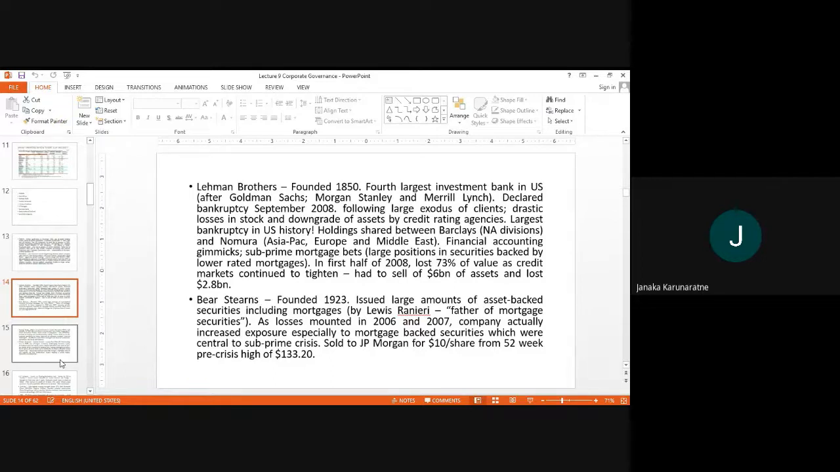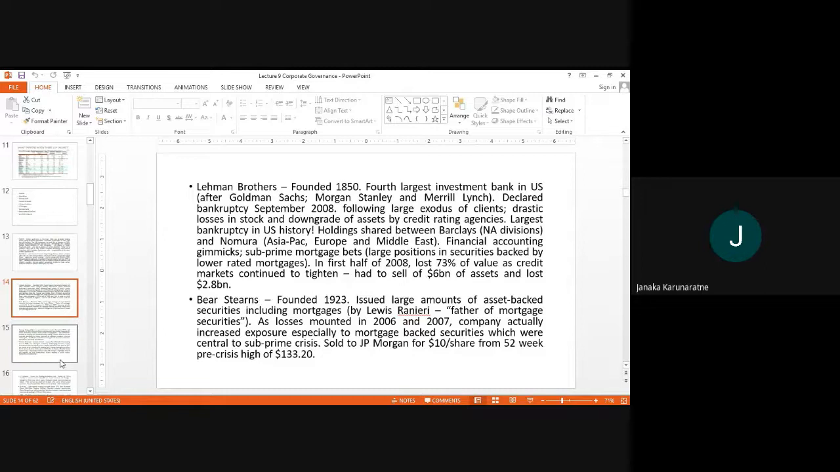Again, subprime mortgage bets, large positions in securities backed by lower rated mortgages. So in the first half of 2008, it lost 73% of value as credit markets continued to tighten. So when the markets tightened, it had to sell off 6 billion of assets and lost 2.8 billion US dollars. If you look at it in today's context, Sri Lankan rupees, how much? 2.8 billion, not a simple sum. Almost more than 500 billion.